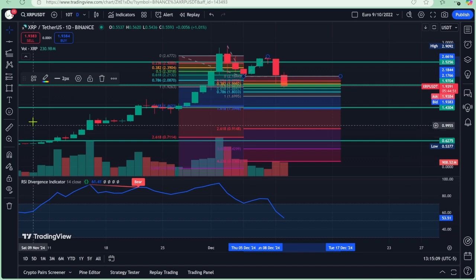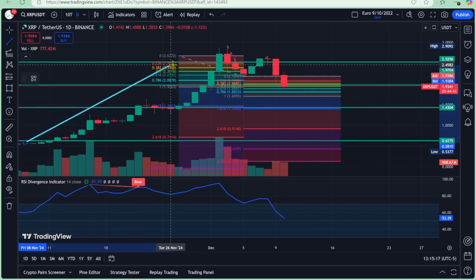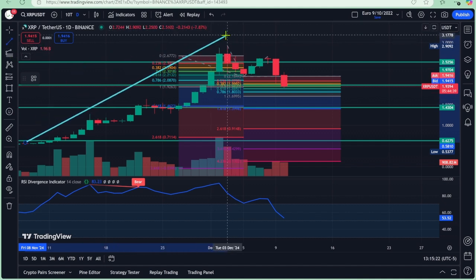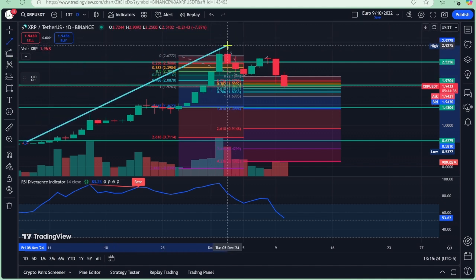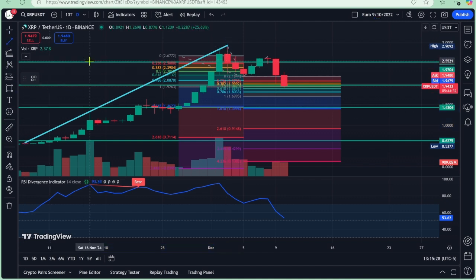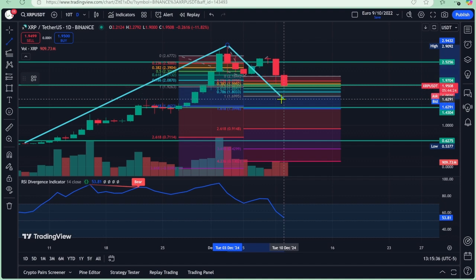So this could be, let's just put, this could be wave one. So that's one wave on a large time frame. And now we could be building wave two, which is currently parked right here. Wave two could very well go down into here.